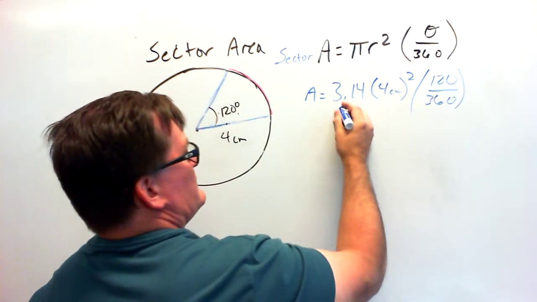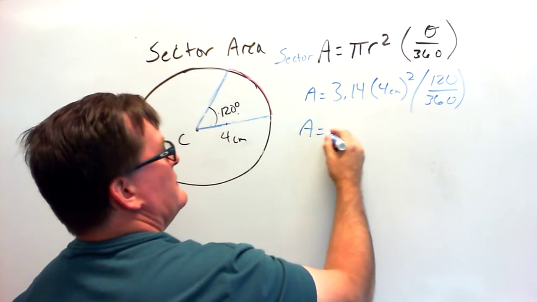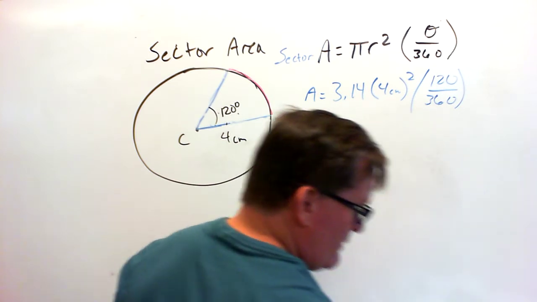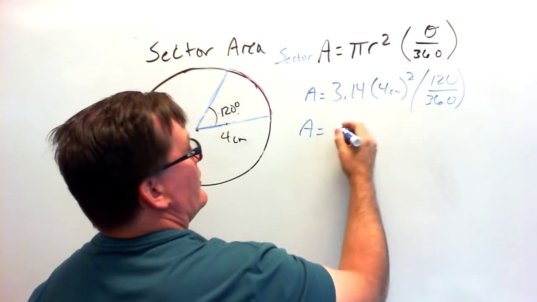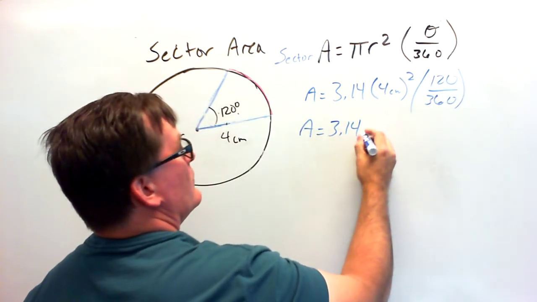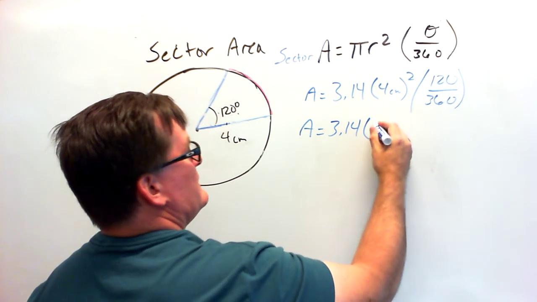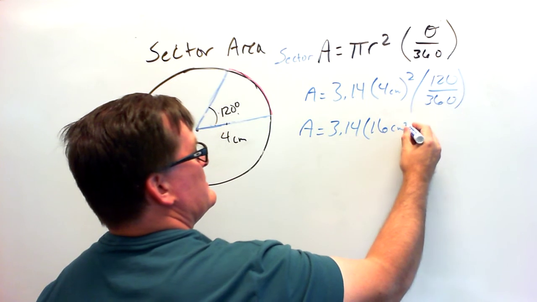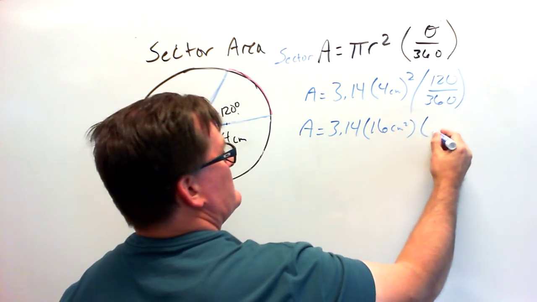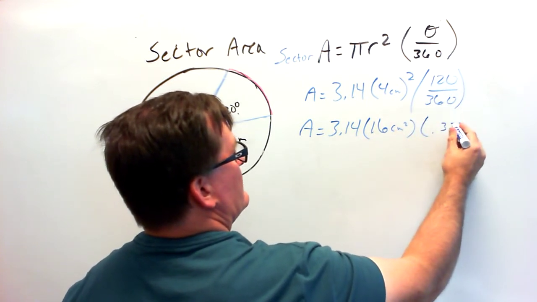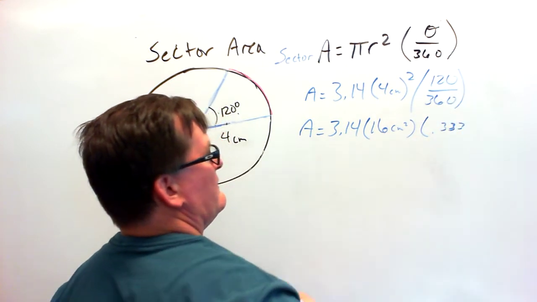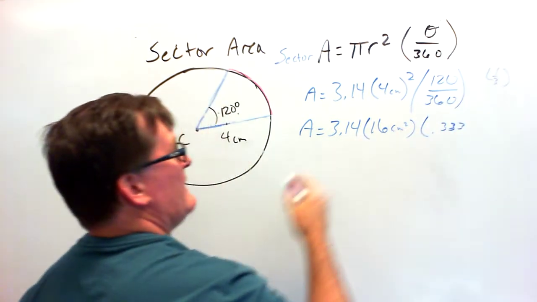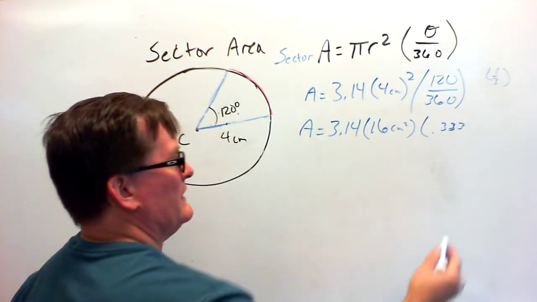This fraction, since we're working with a decimal, you can convert it to a decimal. It reduces nicely to like a 1/3, but let's go ahead and go 3.14 times 4 centimeters squared is 16. 4 times 4 is 16 centimeters squared, times this reduces to 0.333. 120 divided by 360 will give you that. It also reduces nicely to 1/3 if you'd rather use that. It'll all end up being a decimal in the end, so this is fine.